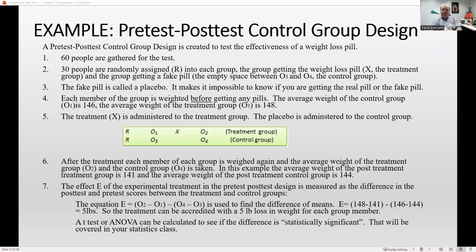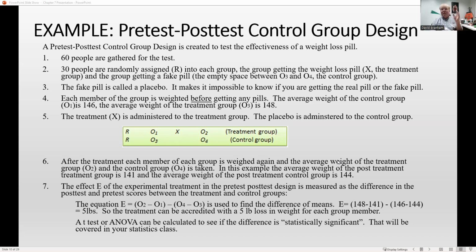So I'm going to give you an example of the pre-test, post-test control group design. Let's say we have 60 people gathered for the test. 30 people are randomly assigned into each group. The group getting the weight loss pill, X, which is the treatment, you can see in the green box down there. And then the other group getting a fake pill, which is the O3 and the empty space between O3 and O4, is the control group. So the fake pill is called a placebo. You should know what that is.